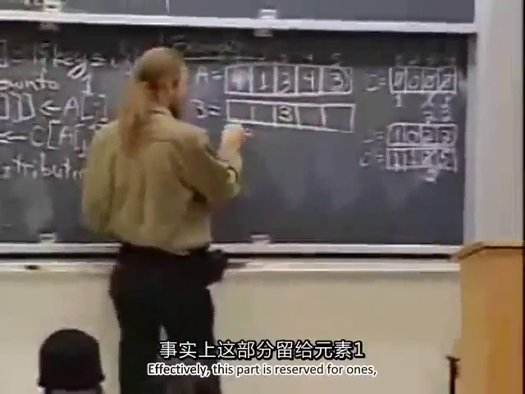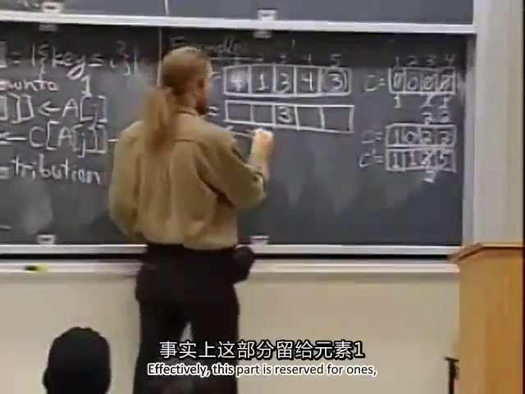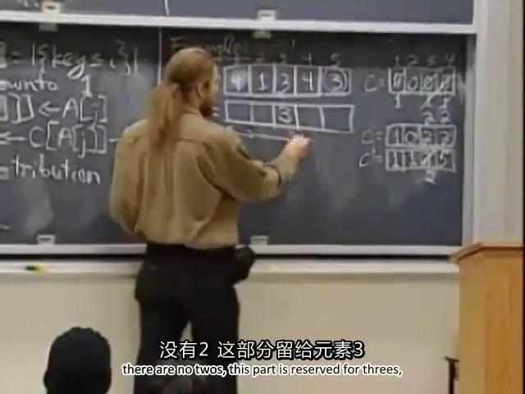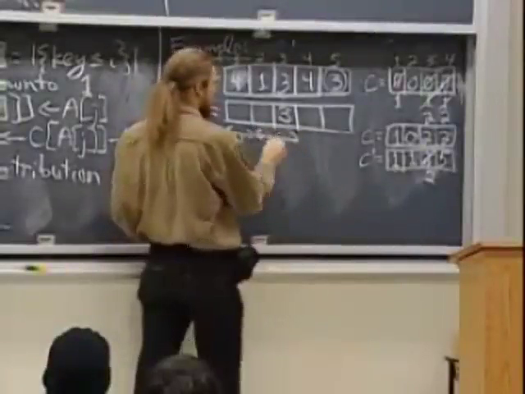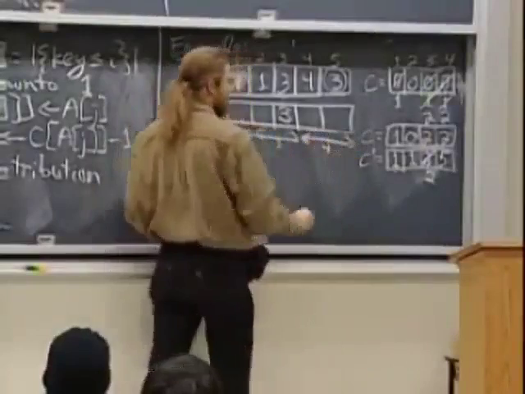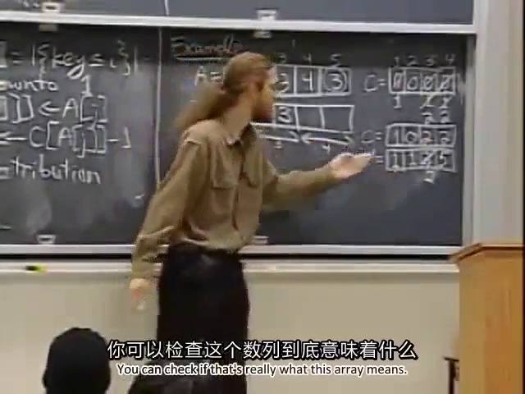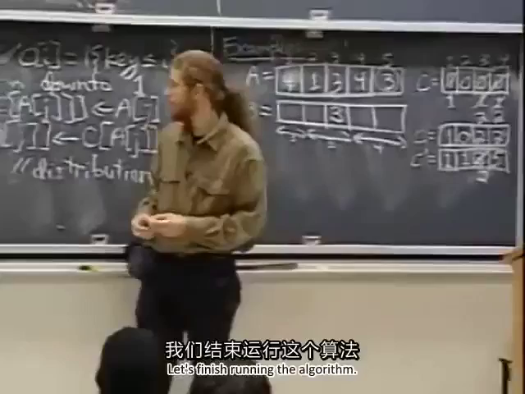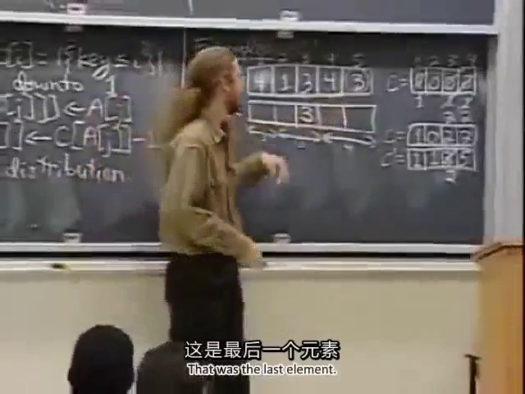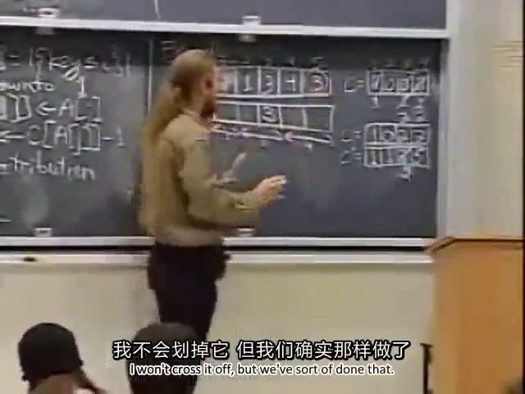So effectively, this part is reserved for 1s. There's no 2s. This part is reserved for 3s. And this part is reserved for 4s. You can check if that's really what this array means. Let's finish running the algorithm. So that was the last element. So I won't cross it off, but we've sort of done that.